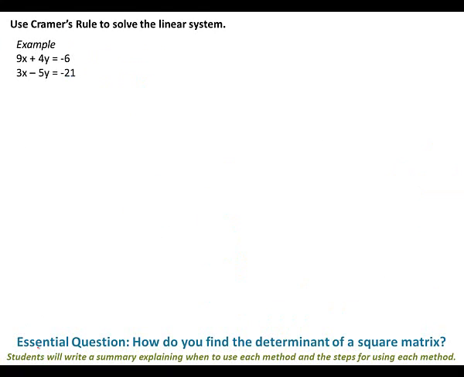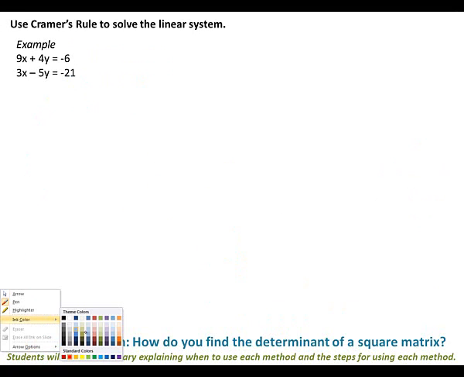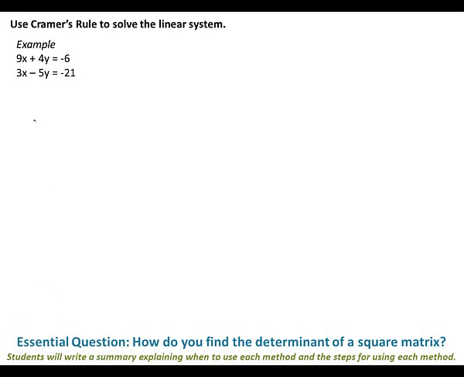We don't have all the fancy stuff to fill in, we have to write our own this time. So I've got an x equals, I'm going to change out of red. So x equals and y equals, and I draw my fraction bar. I'm going to start with my denominator determinant. So what is the x column? 9, 3. Good. What's the y column? 4, -5.